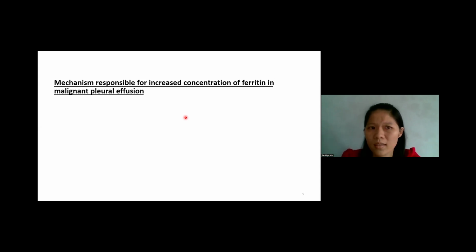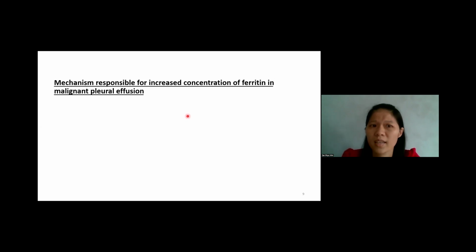I'm going to introduce why this has happened, but I would like to ask some help from the attending doctors. Does anyone have any idea why ferritin might be increased in malignant pleural effusion? You can either answer with voice or in the chat box. I really appreciate your answer. Okay, this might be very new to you. I'm not sure. Anyway, thank you very much for your interest.